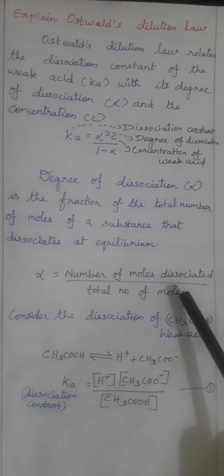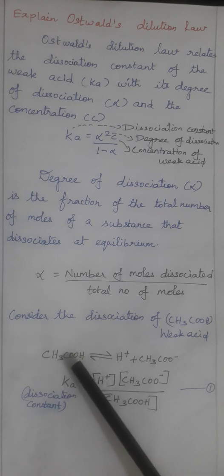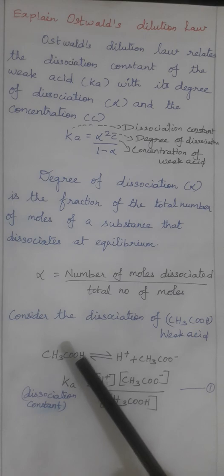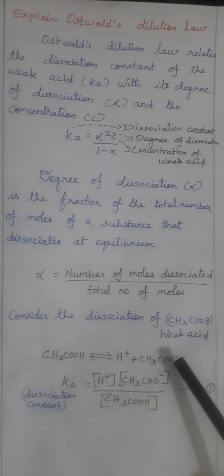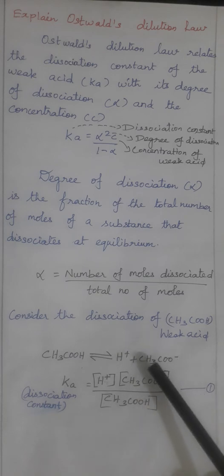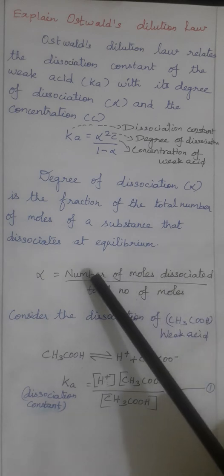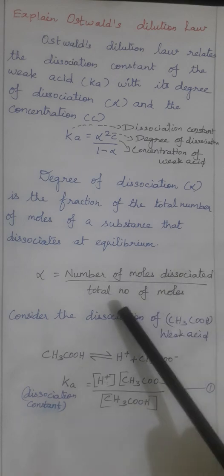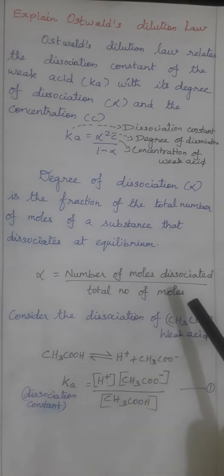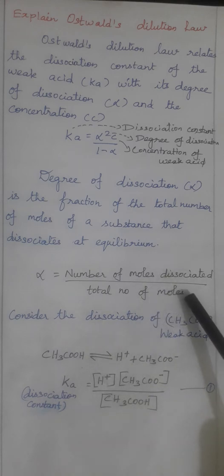Suppose 100 moles of acetic acid is taken, in which 80 moles of acetic acid is dissociated. How do we calculate the alpha value? How many moles of acetic acid are dissociated? 80 moles. So the number of moles dissociated, 80, divided by the total number of moles taken initially, is 80 divided by 100.